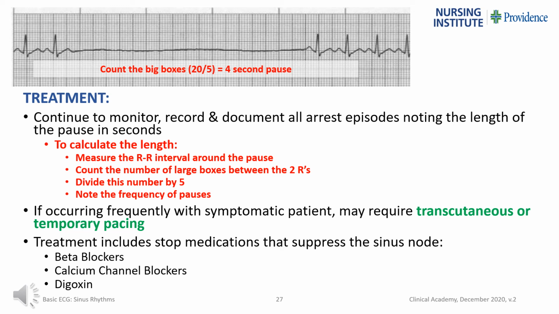So for the patient, if it's occurring frequently and they're symptomatic, we may just need to do pacing, transcutaneous or temporary transvenous pacing. Treatment can include stopping medications that suppress the sinus node, like beta blockers, calcium channel blockers, and digoxin.